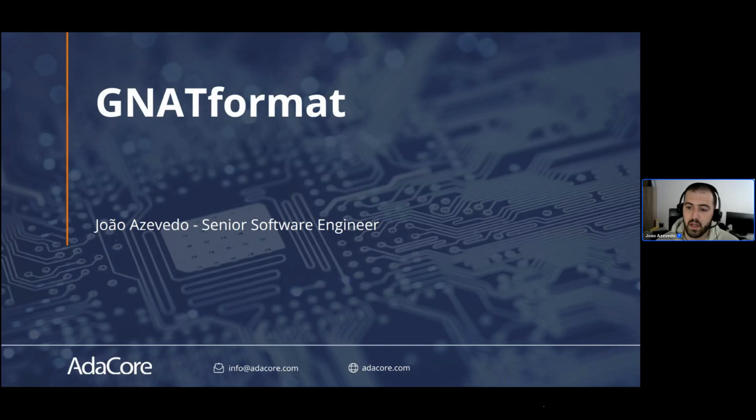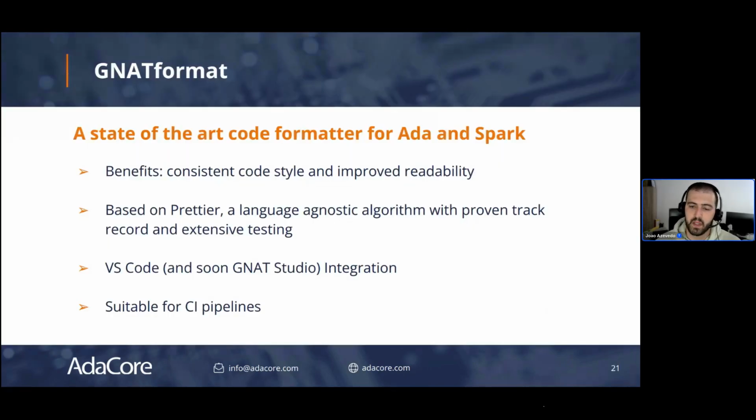All right, I'll now introduce a new product, GNATformat. GNATformat is a state-of-the-art and opinionated source code formatter for Ada and SPARK. So as you may have already experienced, using source code formatters brings benefits to your development workflow. Benefits such as consistent code style and improved readability, which reflects, as an example, in easier and faster code reviews. This is one of the goals of GNATformat, and additionally, it aims to perform better than its predecessor, GNATpp, which suffered from big maintainability issues.